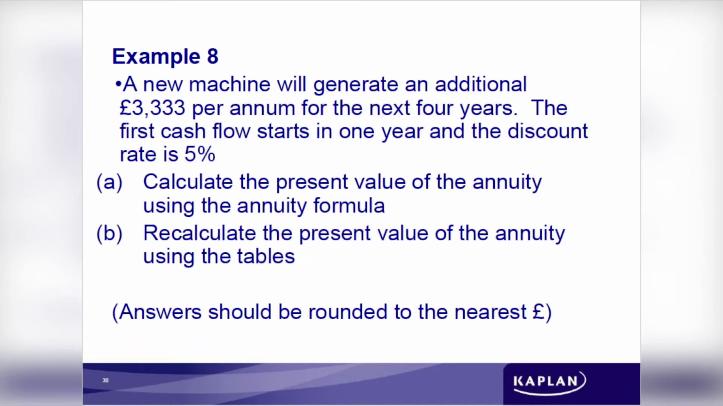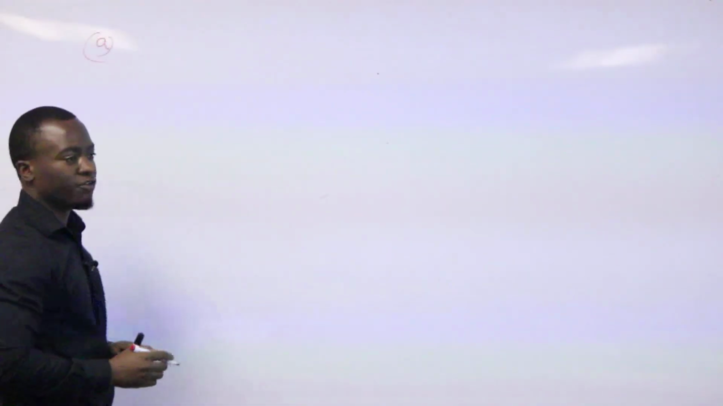And then part B says recalculate the present value of the annuity using the tables. Now you're using the tables. So we're going to do this calculation together, just so that you really understand how we do this. Okay, so let's attack this question. A is asking us to use the formula. That's part A.